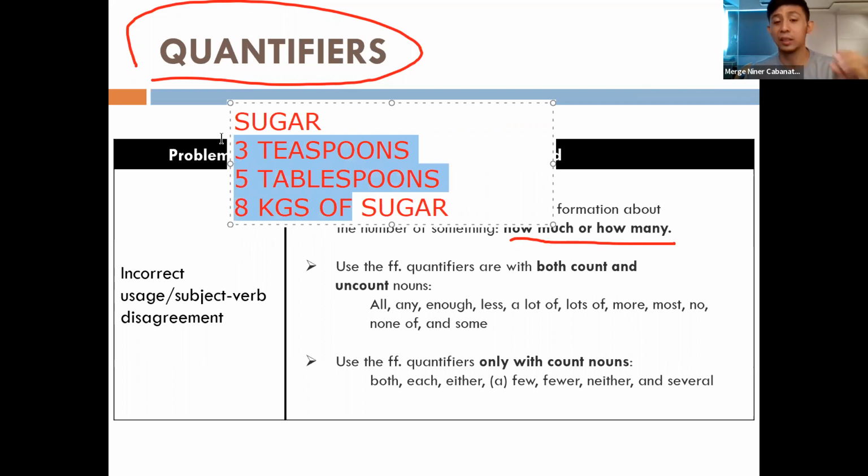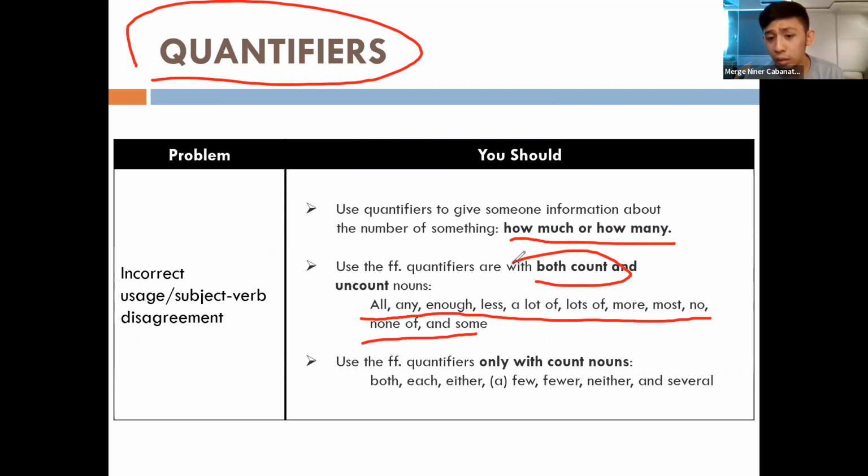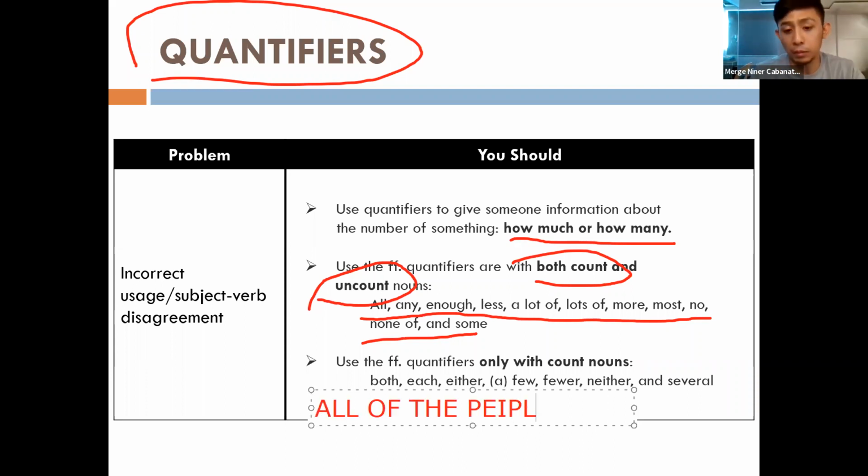But si quantifier na 3, 4, 5, 6, 7, 8, hindi lang po siya ang pwede natin gamitin. Pwede rin po tayong gumamit ng ibang way to count them. At ito siya: all, any, enough, less, a lot, lots of, more, most, no, none of, and some. So, what do I mean po by this? Both count noun and non-count noun, pwede ko pong gamitin si all. Halimbawa, all, count noun plural: all of the people.